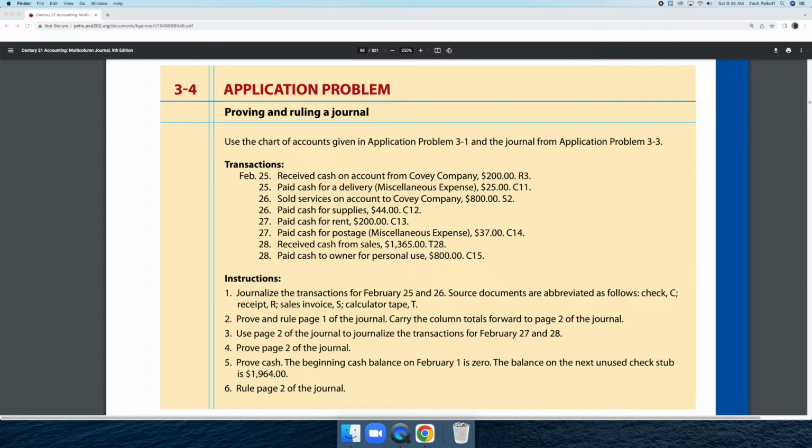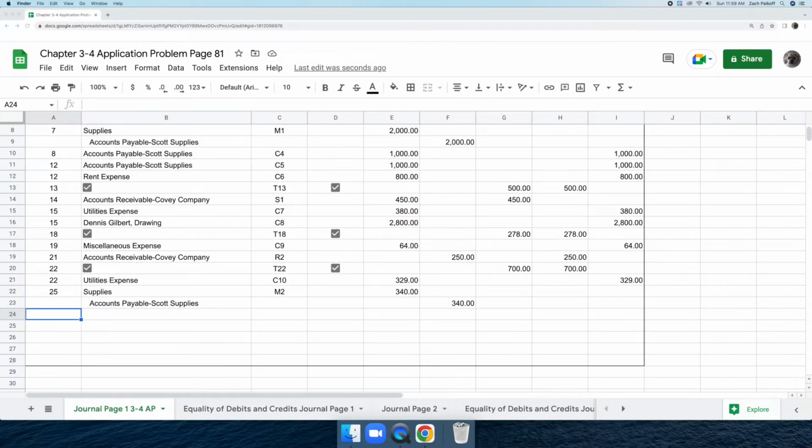Okay, so now that I've read over the instructions, let's jump right into the 3-4 application problem. Alrighty, so now we're going to be moving on to the 3-4 application problem, in which we will be proving and ruling a journal.